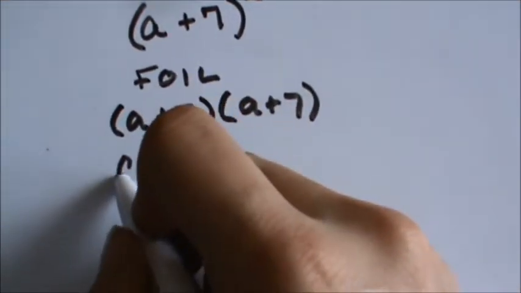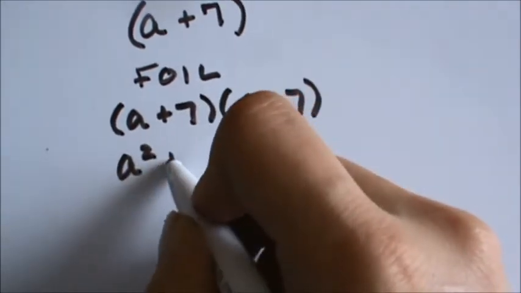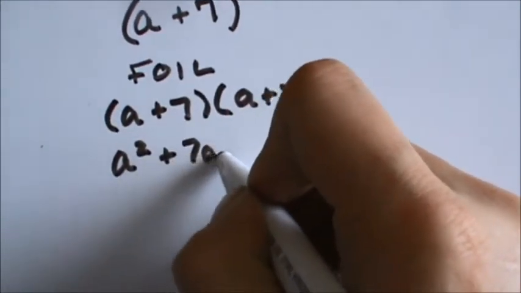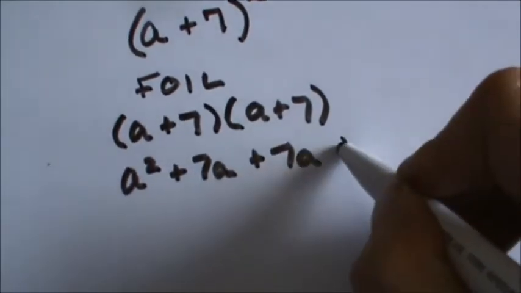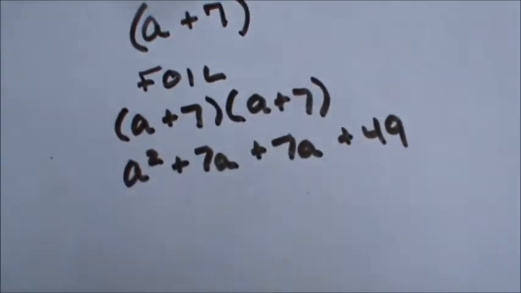Now to FOIL this, I'm going to get a squared for the first. The outer is 7a. The inner is also 7a. And the last is 49.